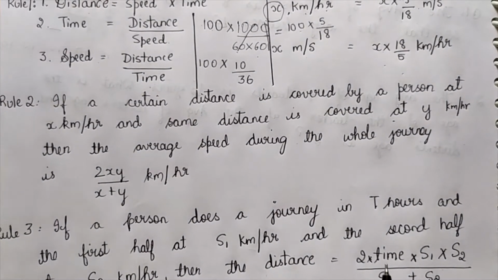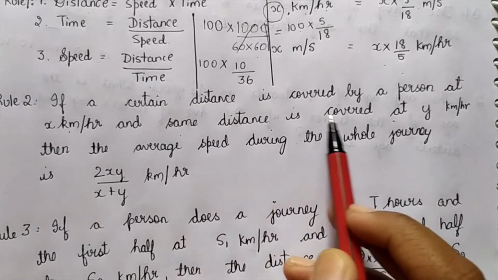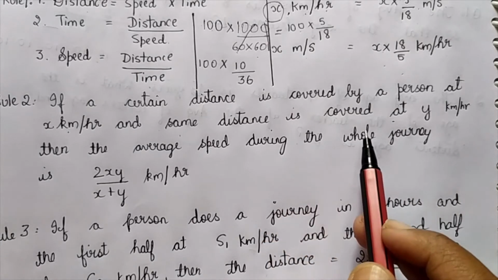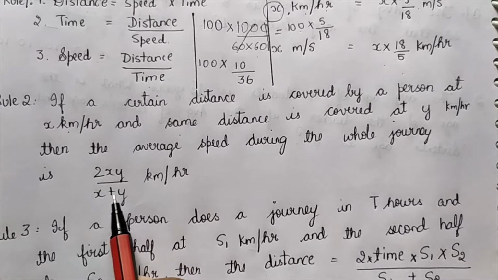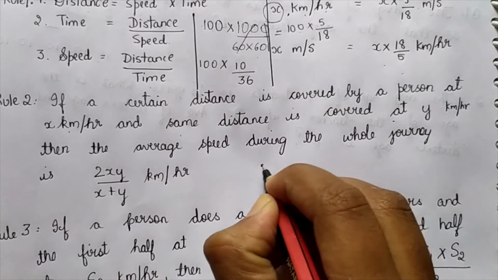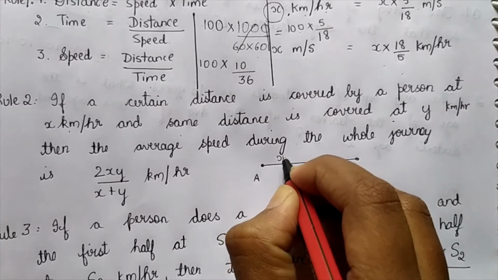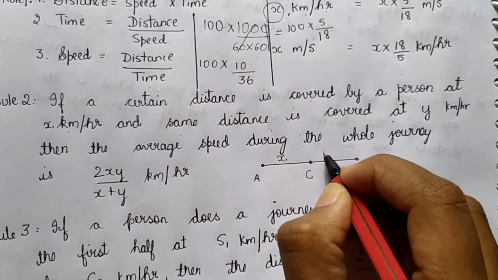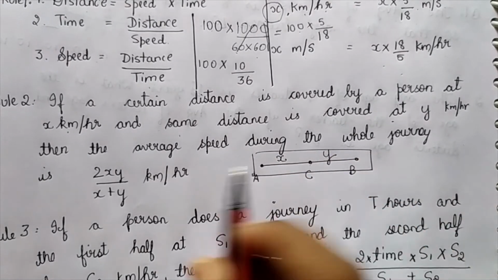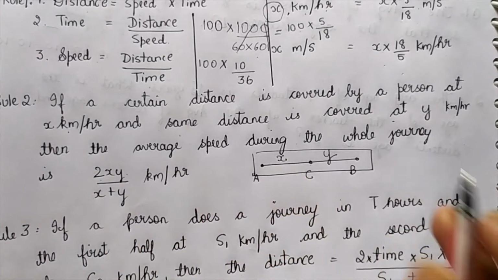If a certain distance is covered by one person at x kilometer per hour and the same distance is covered at y kilometer per hour, then the average speed during the whole journey is 2xy by x plus y in kilometer per hour. So what they are trying to say is there is one distance from A to B. From A to C, he travels at the speed x. From C to B, he travels at the speed y. They want to know the overall speed for the complete journey between A to B. So 2xy by x plus y gives me the average speed during the whole journey.